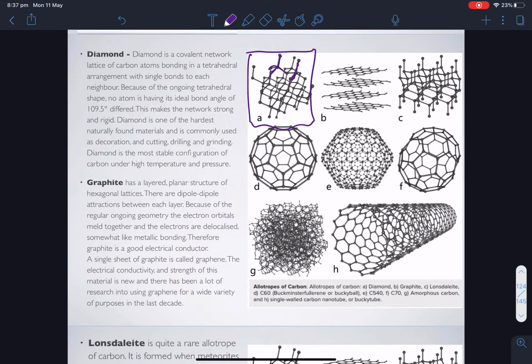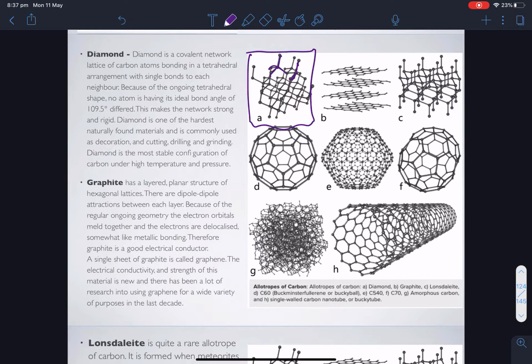So diamond is the most stable configuration of carbon only under very high temperature and pressure. You might know that people say diamonds are forged deep below the surface, high pressure, high temperature, which is really true. But that's the most stable configuration for carbon at those temperatures and pressures. It's not the most stable up here at standard temperature and pressure.